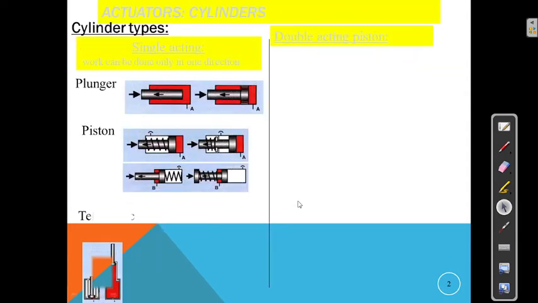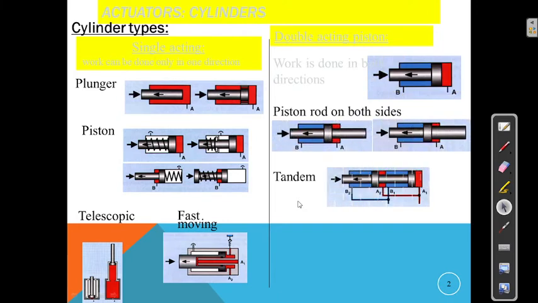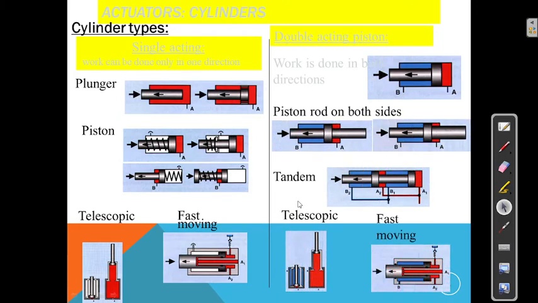Then actuator cylinders. The types of actuator cylinders are: first one is single acting, then double acting. The main types of these actuators are single acting and double acting. Now we see about them one by one. In single acting, work can be done in only one direction, either this direction or this direction.